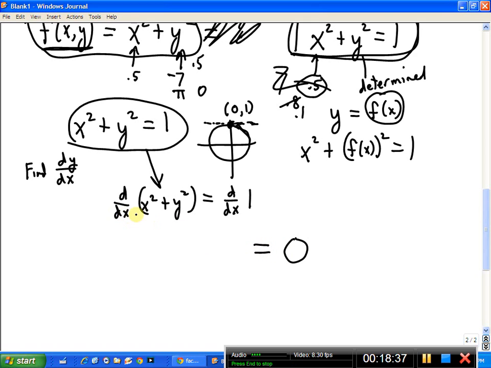And on the left, I have to take the derivative of the sum, which is the sum of the derivatives. Derivative of x squared is 2x, no problem, because x is the independent variable. And here's the problem. What's the derivative of y squared? Well, you've got to remember what y is. What is y? y is a function. y is the dependent variable. y depends on x. How come? Because of this equation. Because if I change x, y has to dance as a result. If x moves, y has to move. So y depends on x.